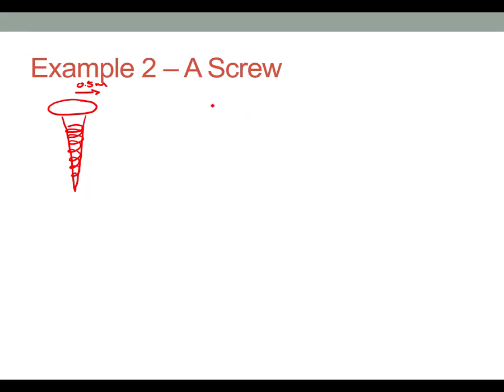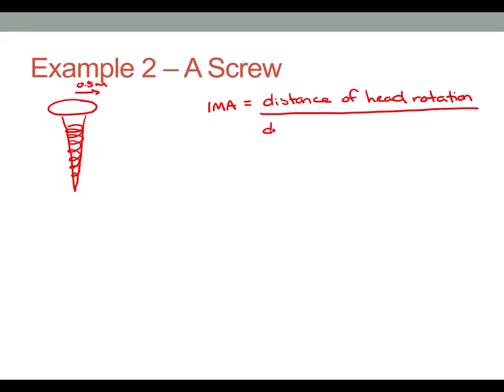Okay, so remember our ideal mechanical advantage can be viewed as two distances. The distance that you have to move versus the distance of the outcome. Okay, so in this case, what am I doing? Well, I'm rotating the screw head. So the distance in that I'm putting in is how much am I rotating the screw head. And then the output is going to be how far does that screw move down?